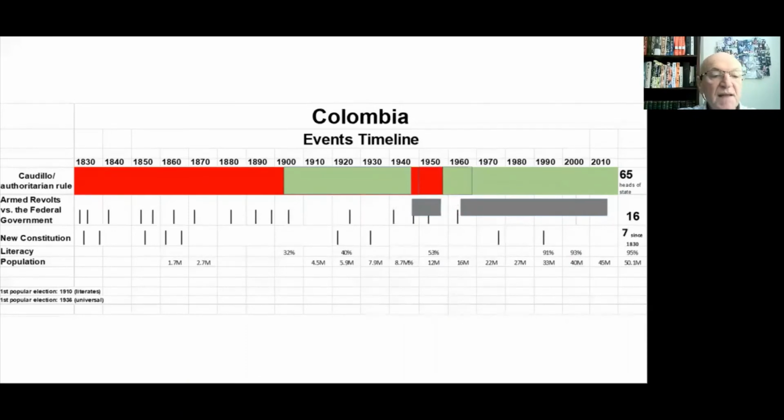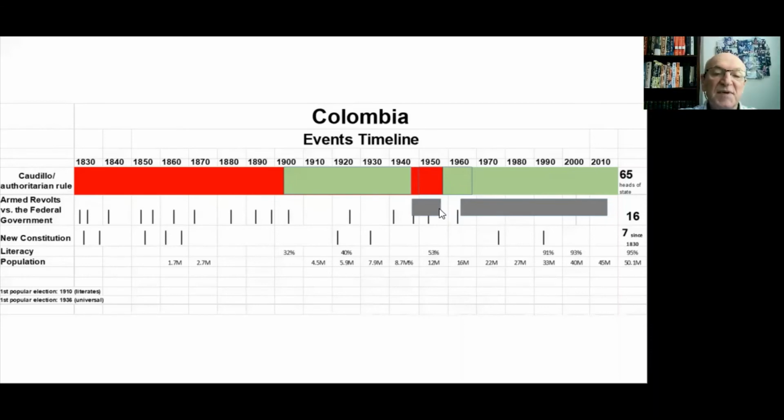Let's take another country, Colombia. Well, Colombia has a red beginning and then a sort of a very decent green democratic history. They had 65 heads of state, and they had 16 armed revolts against the federal government. However, 2 of these revolts were really devastating to the country. There was one in 1948 to 1958. It was a civil war. And it was called the violence. That's the name that they gave this period of time.